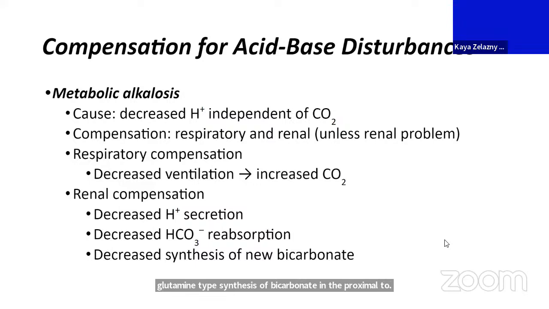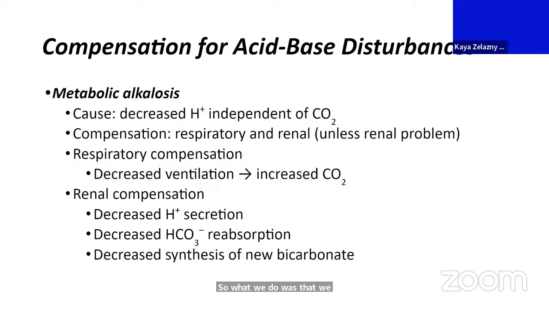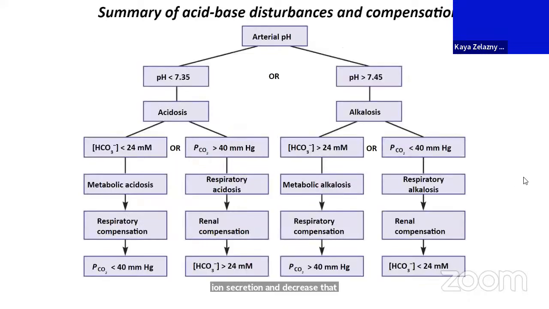Finally, metabolic alkalosis, we've got a decrease in our hydrogen ions for some reason other than carbon dioxide. Okay, so if this is a renal problem, we have to compensate using the respiratory system. So what we do is we would slow down our breathing so that we keep CO2 in the blood. If it happens to be dietary or some other reason, we could also use our kidneys to compensate. And in this case, we are going to decrease our hydrogen ion secretion and decrease that reabsorption of bicarbonate.